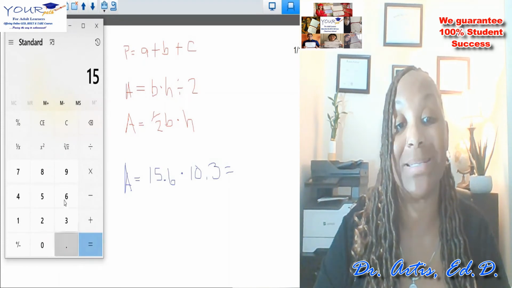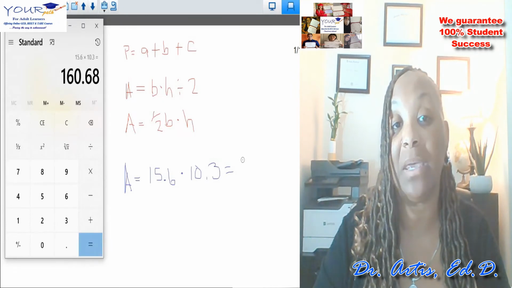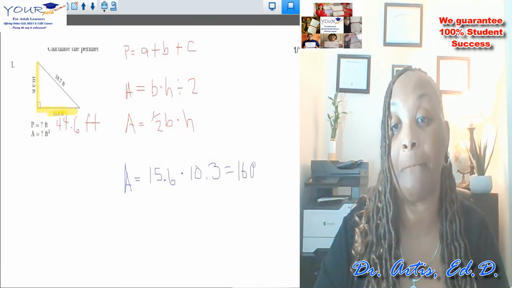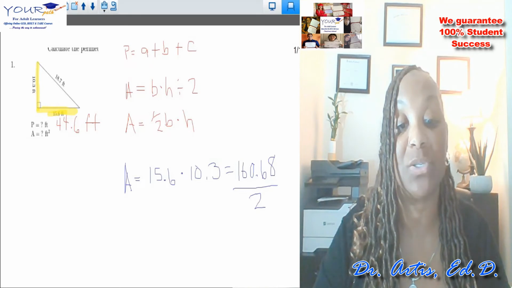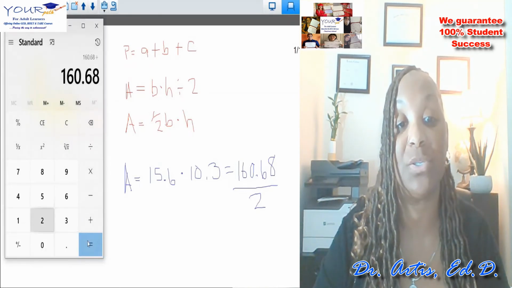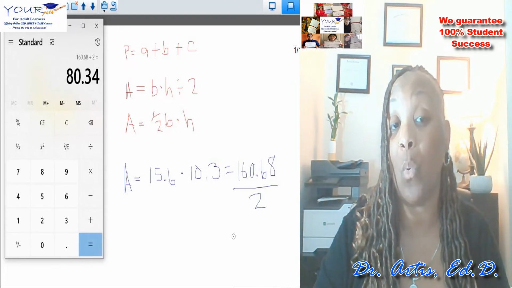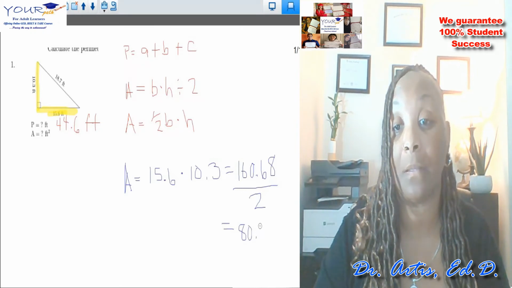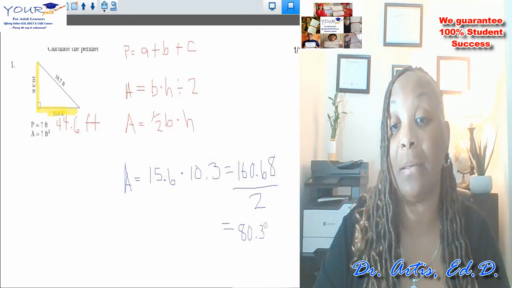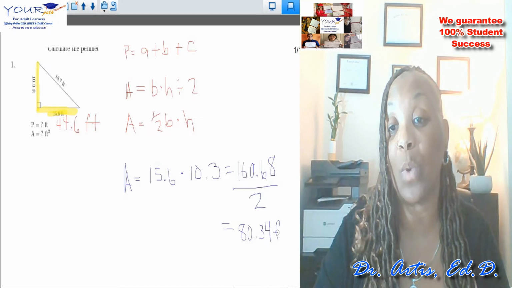We have 15.6 times 10.3 equals, and that's going to give me 160.68. And the next step that I'm going to do is divide this by 2, according to my formula. Okay? So when I divide this by 2, I have 80.34. So my area is 80.34 feet squared.